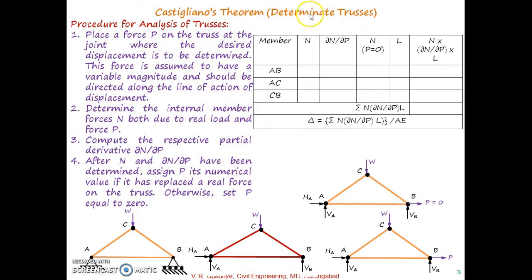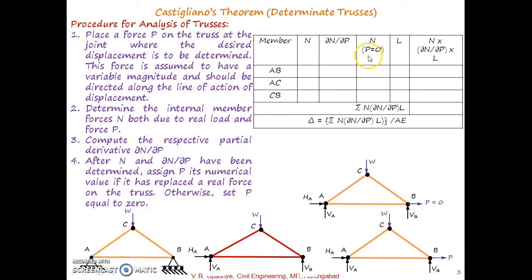Further we will be going for a tabular form in the analysis. The first column is member, the second column is capital N. That second column gives us the member forces due to applied real forces, as well as the P force applied at the point where deflection is to be calculated. Then we will find the partial derivative del N by del P and write it in column 3, and in column 4 we will be writing internal member forces due to real loads.